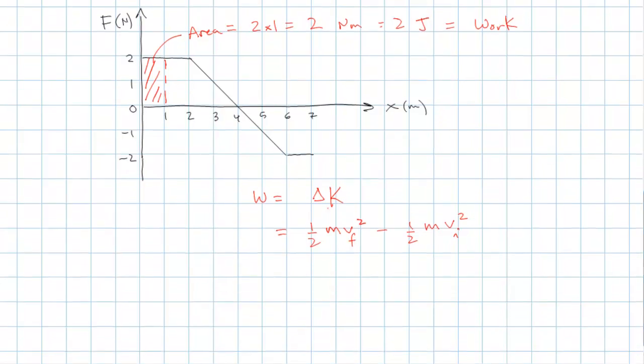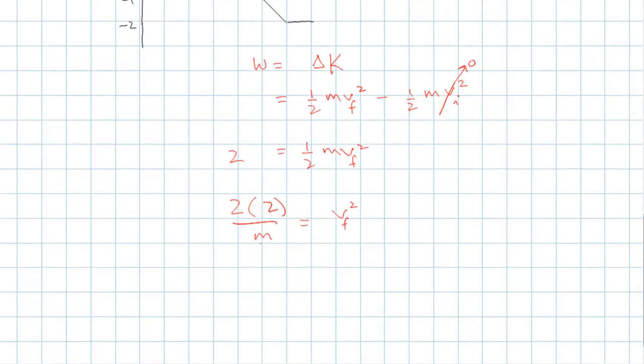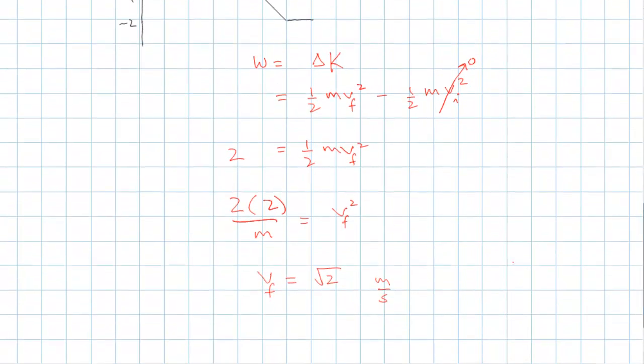Remember, the delta sign always means final minus initial. This is the final kinetic energy minus the initial kinetic energy. And we know the particle starts out at rest. So delta K is just the final kinetic energy, and that has to equal 2 joules. And if the mass is 2, then v final is equal to the square root of 2 meters per second. It starts out at 0, and at x equals 1 meter the particle is moving at the square root of 2 meters per second.